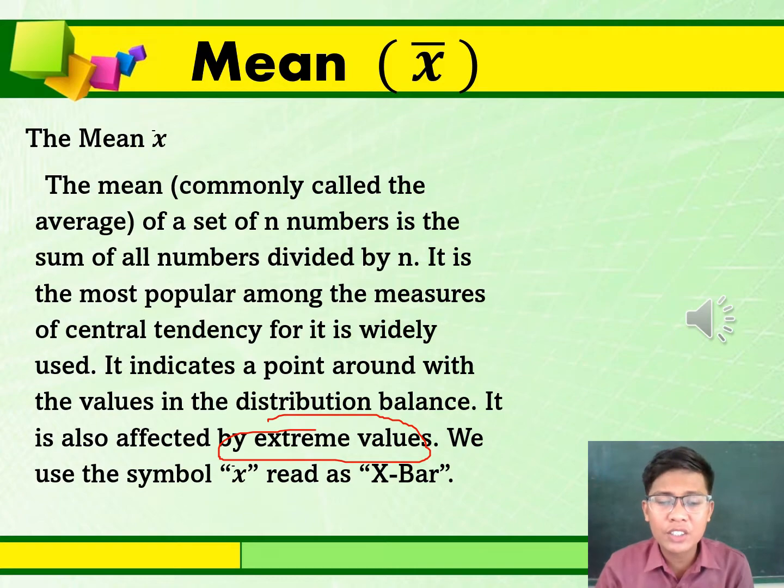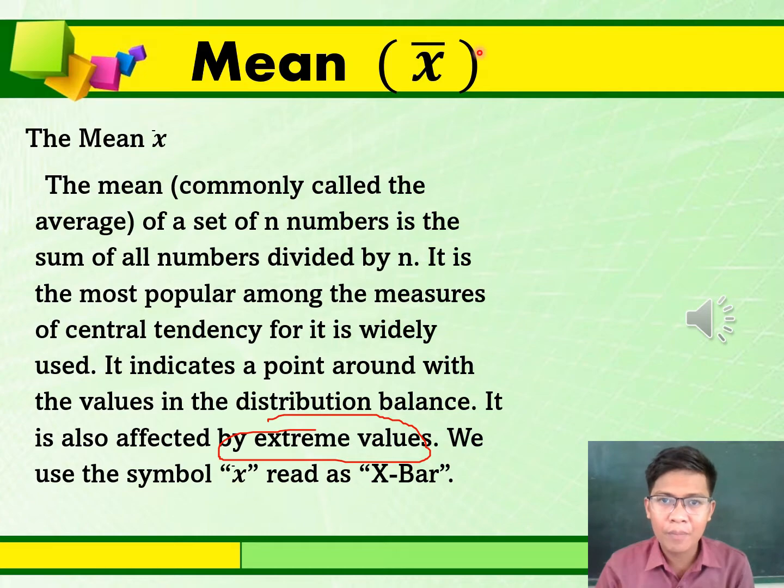So when we say extreme values, those are numbers in a given set of data that are somehow smaller or bigger than the rest of the given set of data. And when we see this kind of symbol, this is also known as X bar, or somehow we can call it the mean. Am I clear?